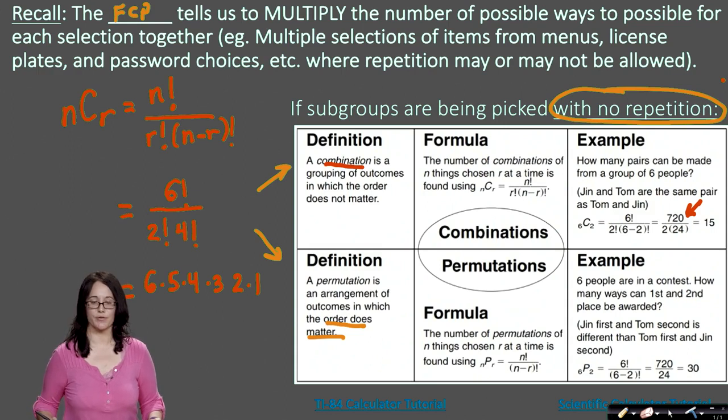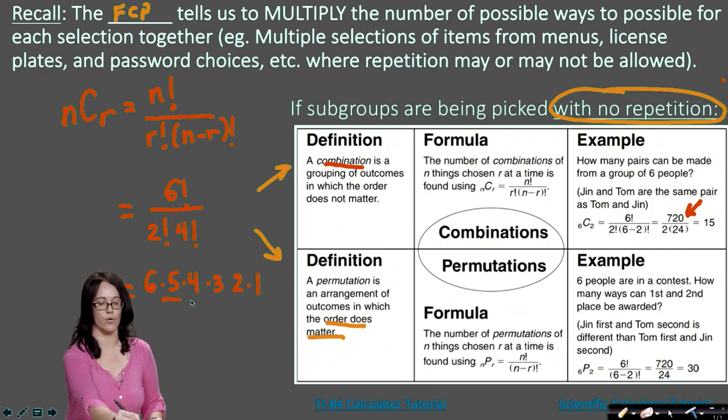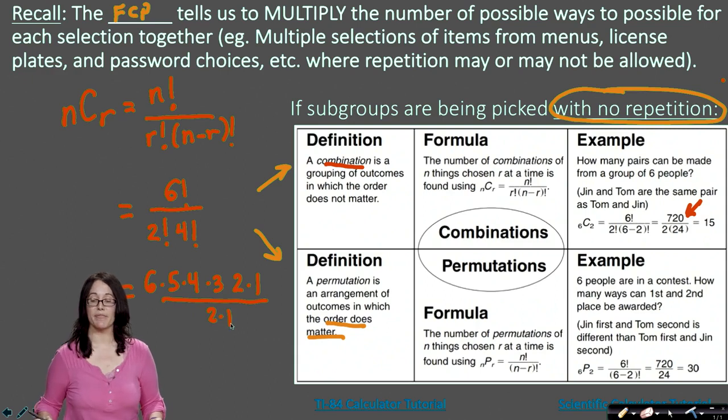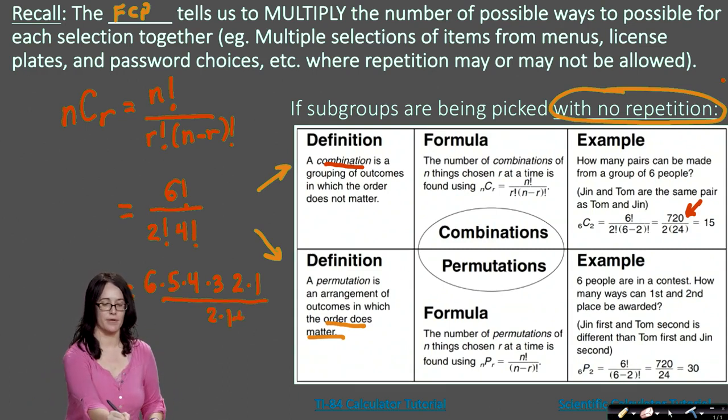Well, 2 factorial is just 2 times 1. But 4 factorial would have been 4 times 3 times 2 times 1. So 4 times 3 times 2 times 1. Now, something that some students do is they'll cancel through.